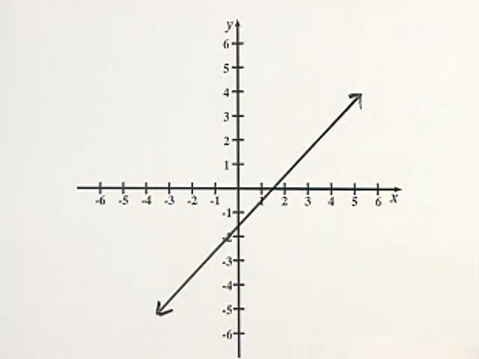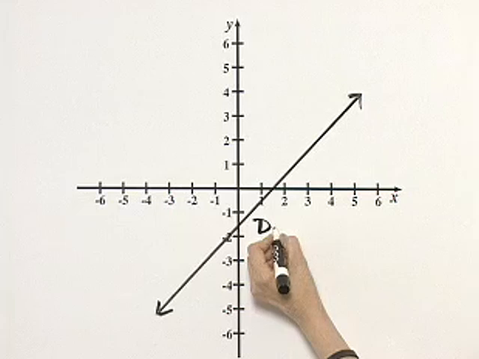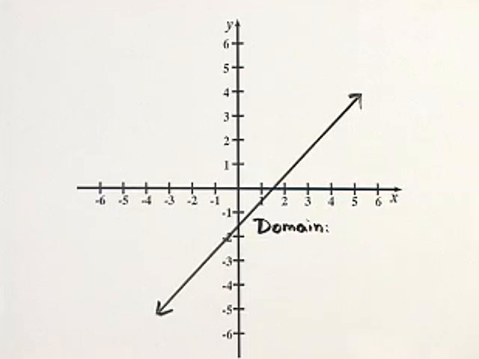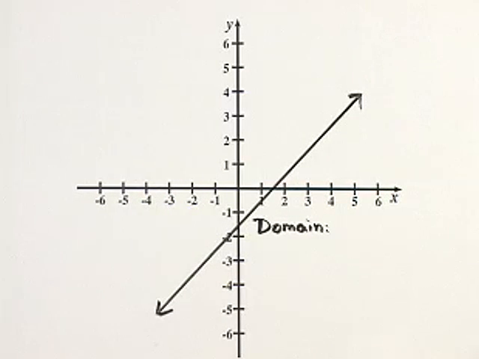Here we have the graph of a relation. Let's find the domain and range. I'll begin with domain. Domain has to do with, remember, x values. So we are interested in how far left and how far right this graph extends.